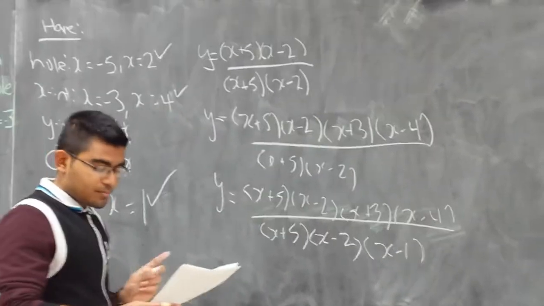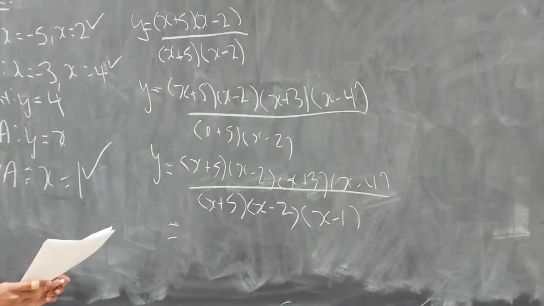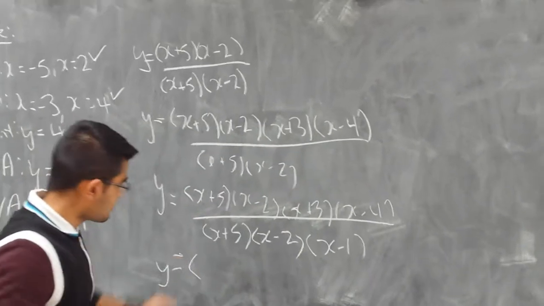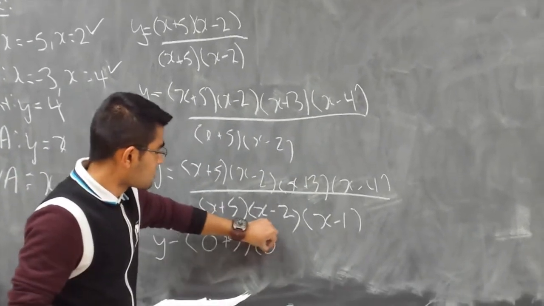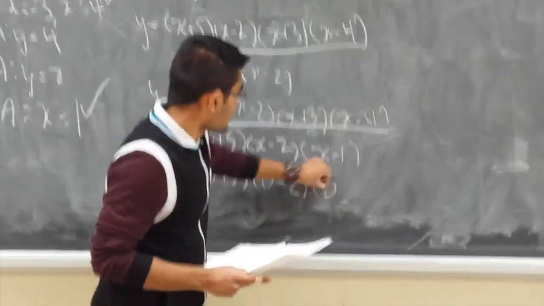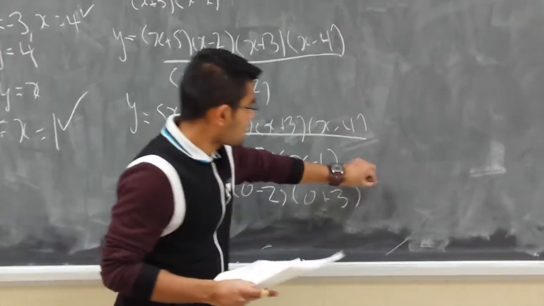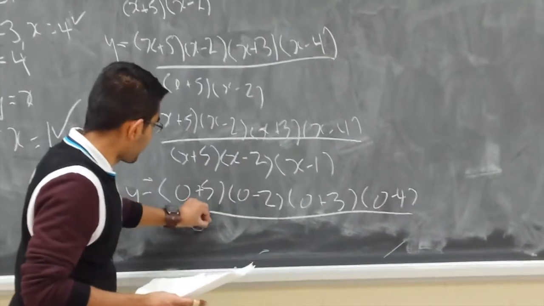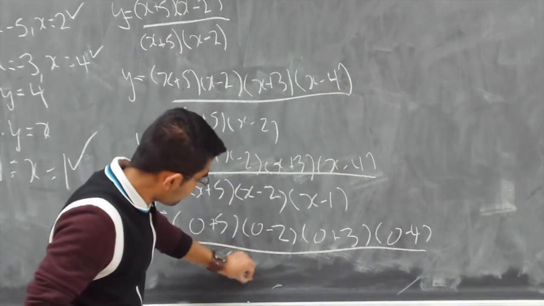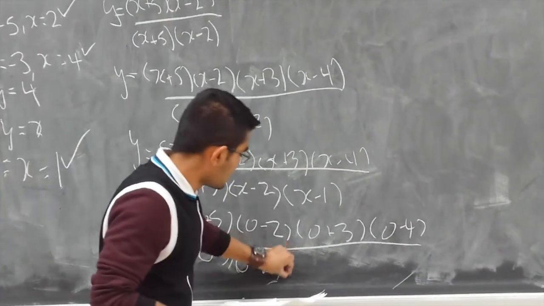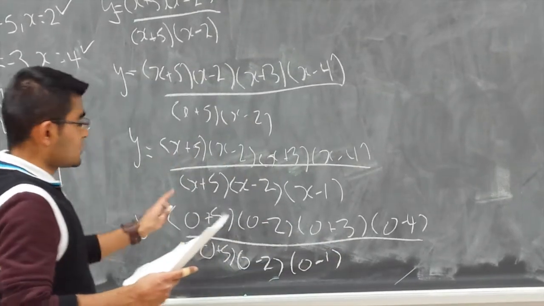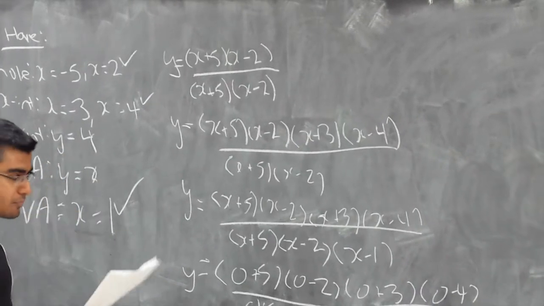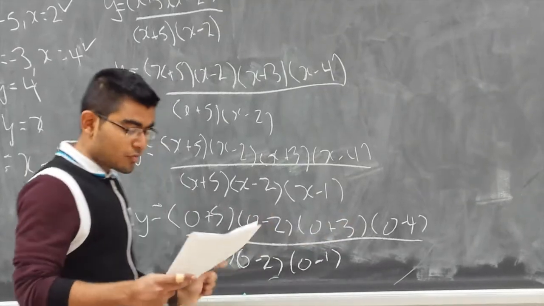Now for the y-intercept, we know we have a y-intercept when x will equal 0. Therefore, we will sub in 0 for each of the x's. So we will have (0 plus 5)(0 minus 2)(0 plus 3)(0 minus 4), all over (0 plus 5)(0 minus 2)(0 minus 1). So we subbed in 0 for all the x values. However, we know that the y-intercept is equal to 4. So we need to make all of this equal to 4.